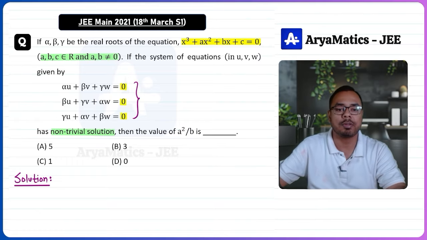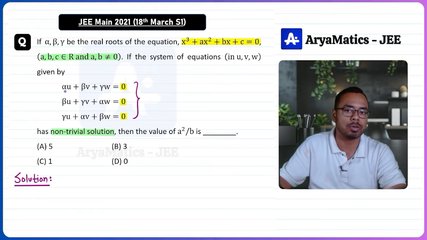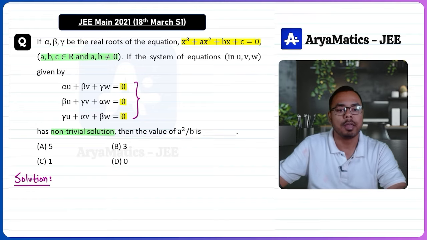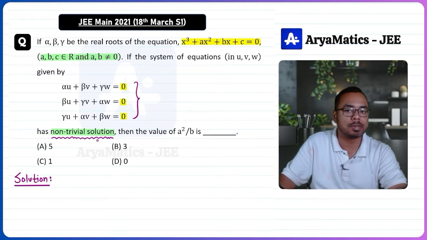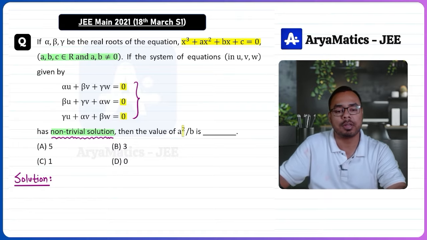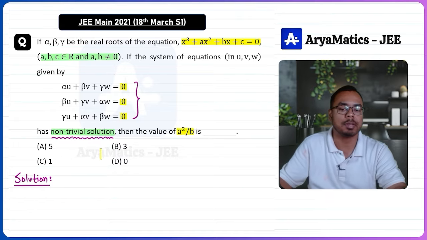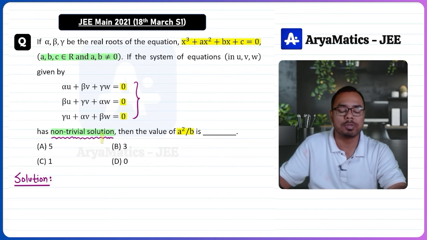For a homogeneous system of linear equations, one of the solutions is all three variables being 0, and non-trivial solution means at least one of those three is non-zero, right? So if this system has a non-trivial solution, then we have to find the value of a square by b. Now this is one very interesting problem from JEE Main 2021.